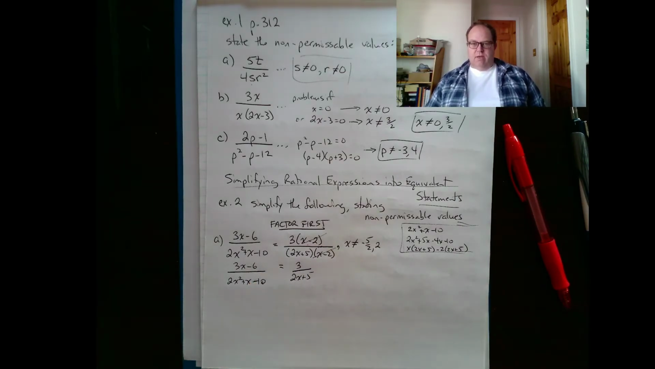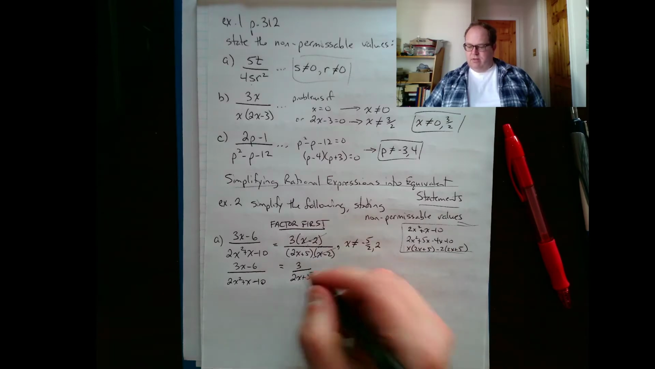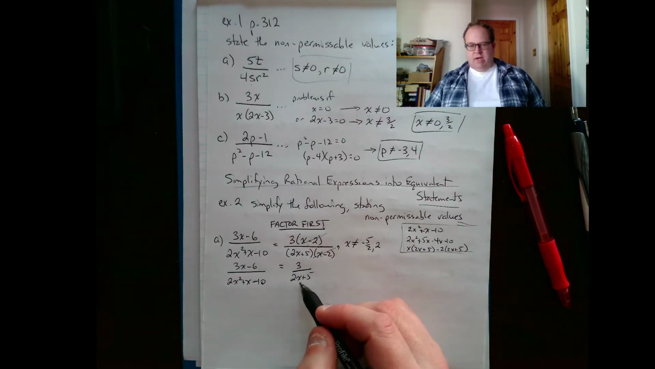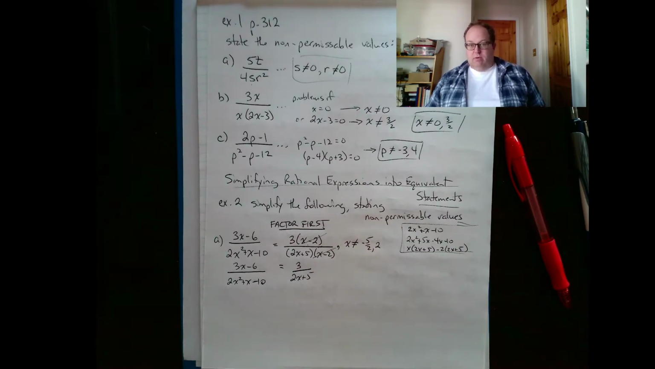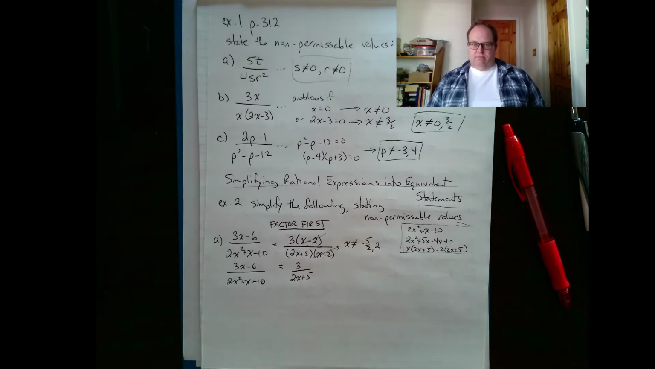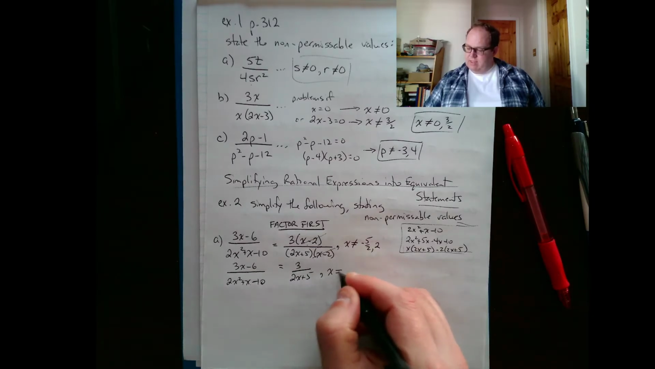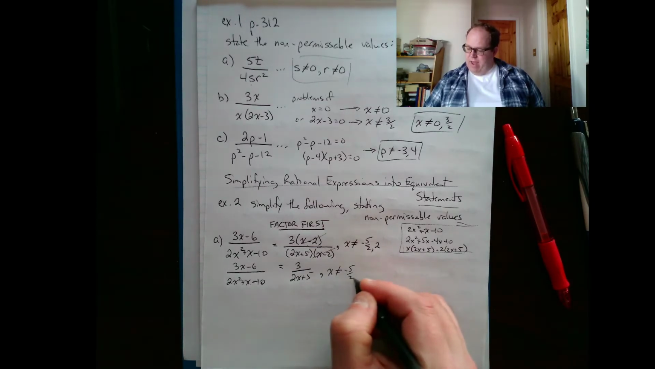But I have to make a caveat here. If I put 2 in for x on this expression on the right, I'm going to get 3 over 9, 1/3, which is a number, which works out. If I put 2 in this expression on the left, I'm going to get a division by 0 problem. So these two expressions are only equivalent so long as x doesn't equal negative 5/2 or 2.